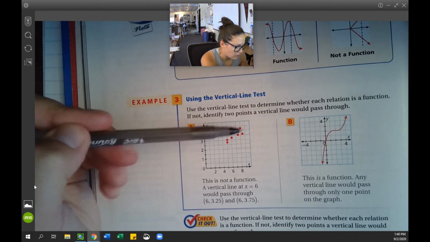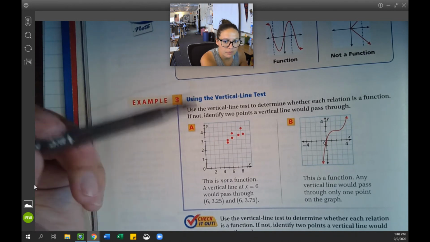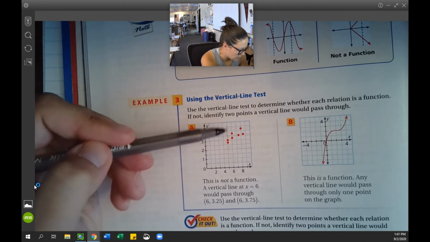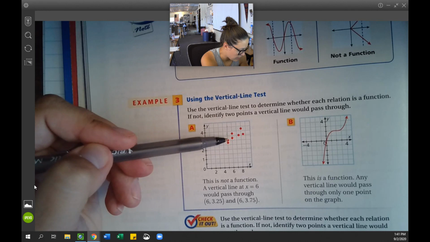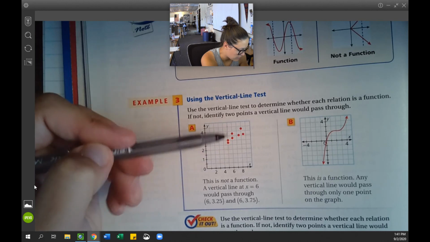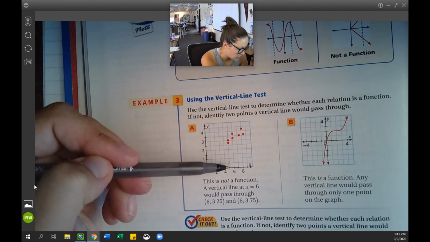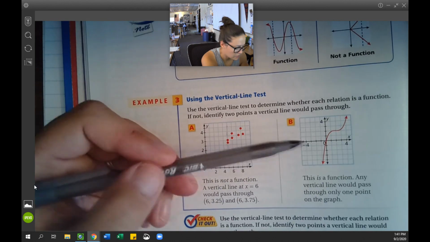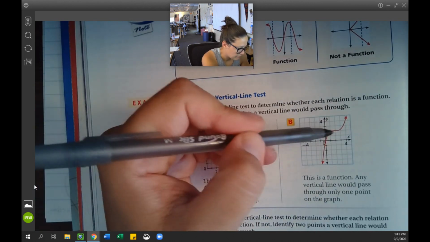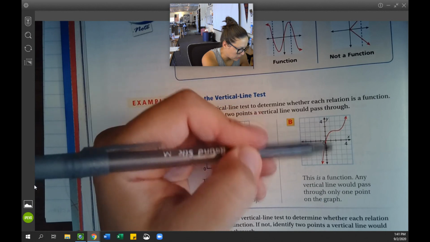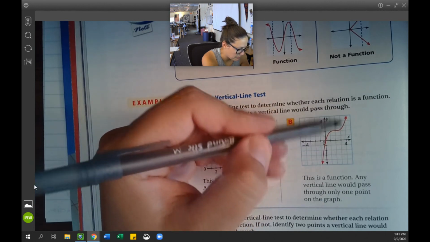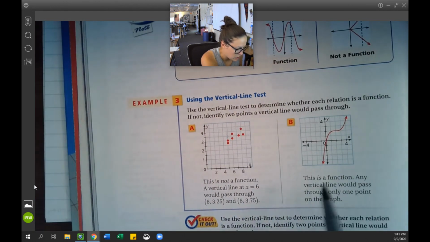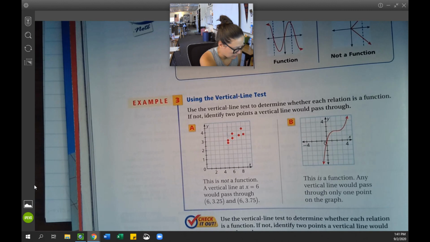So here I just have a collection of points. But if we look closer, if I draw a vertical line through here, look at when x is 5, I have 2 points where x is 5. So this would fail the vertical line test. So this is not a function. Let's look at B. I want you to imagine drawing a vertical line anywhere through this graph. And no matter where we draw the vertical line, it's only going to cross it 1 time. So this is a function.